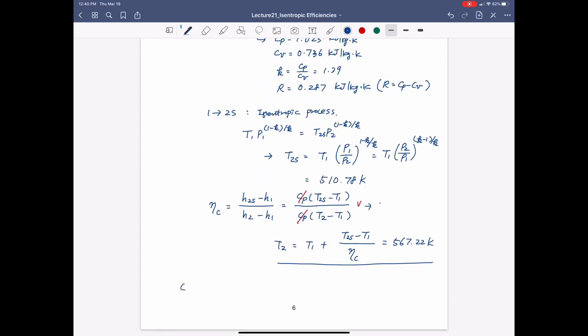And again, the compressor power is m dot times (H2 minus H1), which is m dot times Cp times (T2 minus T1). Now we can calculate that equation. The compressor power is 57.7 kilowatt.